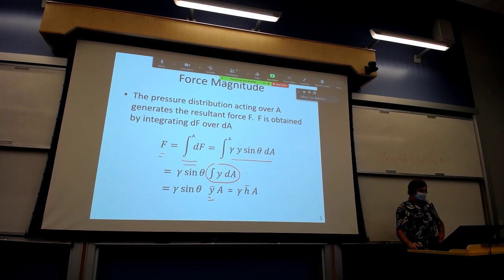And again, we can put y bar sine theta in terms of h bar. So again, we can look at a dimension along the inclined axis. We can look at dimensions along the vertical axis.